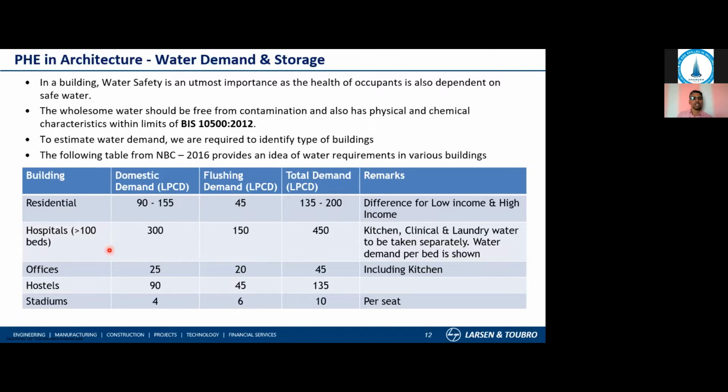Similarly, for hospitals with greater than 100 beds, NBC gives a split of 300 and 150 for domestic as well as flushing, reaching close to 450 liters per bed for a hospital. Apart from this, a separate assessment has to be made where there is a kitchen facility, clinical facilities and laundry, as there is huge water consumption in hospitals. For this you have to arrive at separate figures, based on our previous data and the consumption data available from existing operating hospitals. From there, we can arrive at it and go with the calculation.